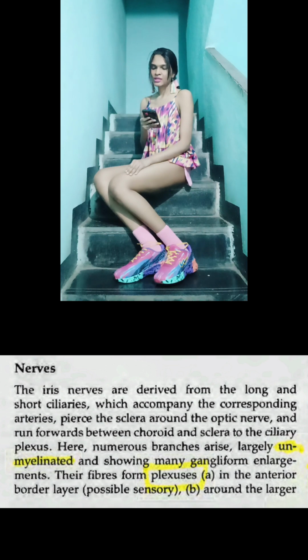Nerves. The iris nerves are derived from the long and short ciliaries, which accompany the corresponding arteries which pierce the sclera around the optic nerve and run forwards between choroid and sclera to the ciliary plexus. Here, numerous branches arise, largely unmyelinated and showing many ganglioniform enlargements.